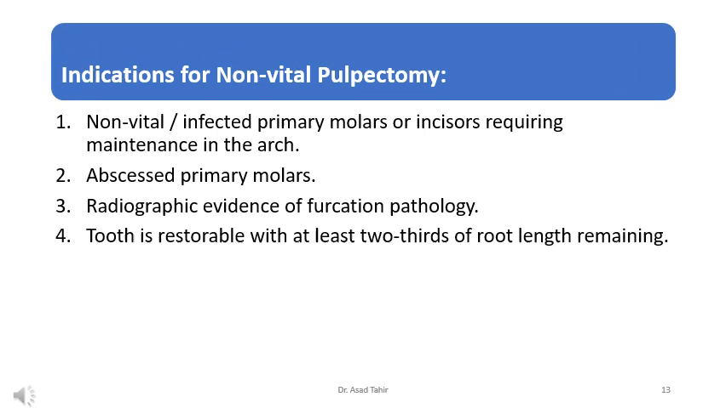Indications for non-vital pulpectomy: non-vital or infected primary molars or incisors requiring maintenance in the arch, abscessed primary molars, radiographic evidence of furcation pathology. The tooth is restorable with at least two-thirds of root length remaining.